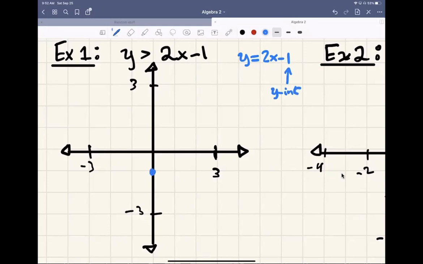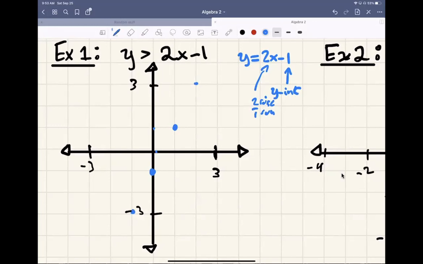And then our slope is 2. That's 2/1, so we're rise over run. We're going to go up 2, over 1, up 2, over 1, and then down 2, over 1 going the other way.